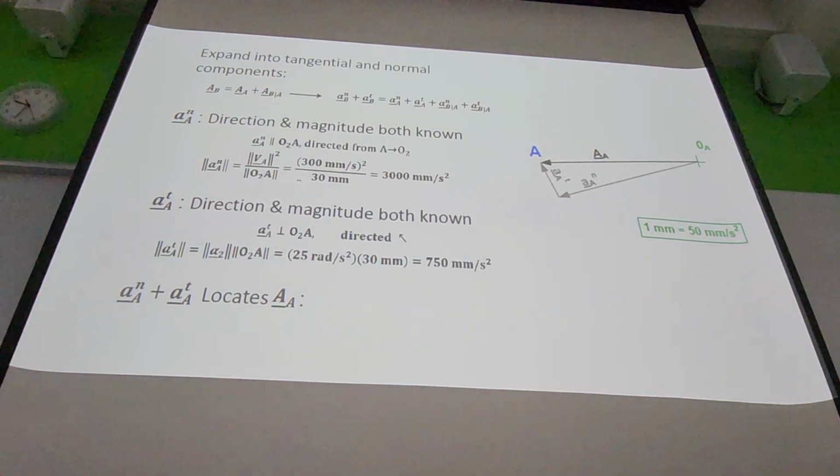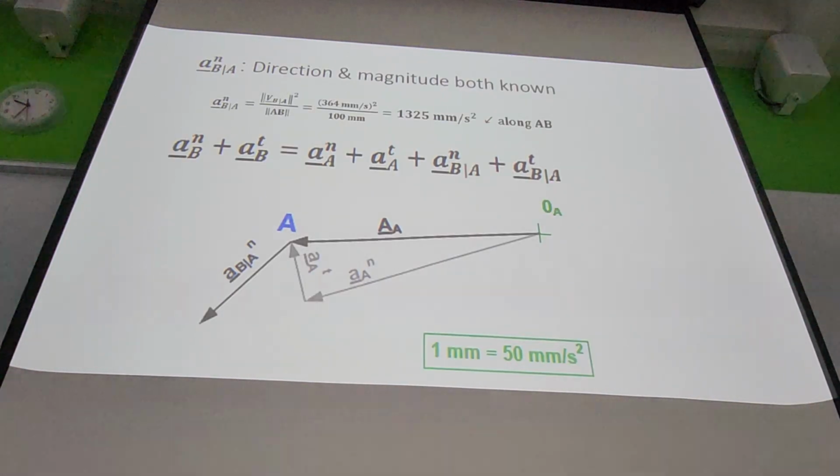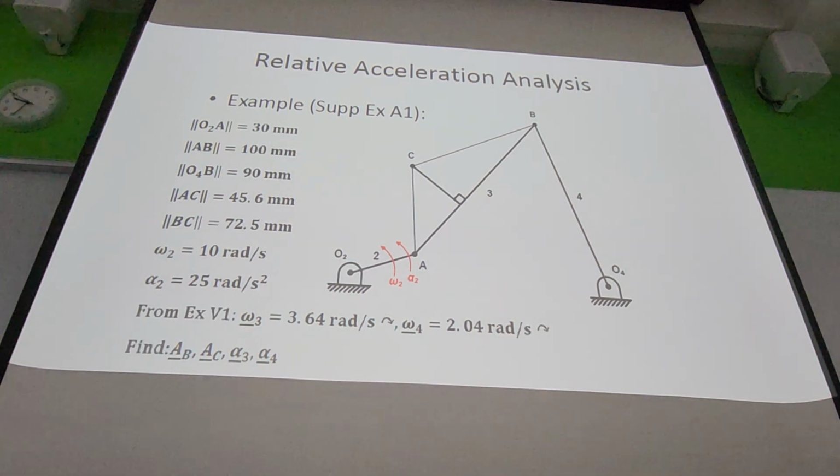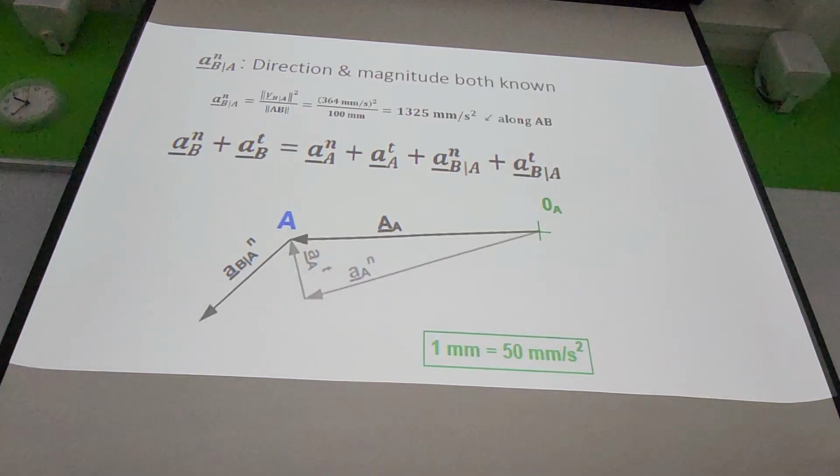Now we calculate BA normal. BA normal is velocity BA square over AB. BA square we know from velocity analysis, and AB is given, so you know acceleration of BA normal. Acceleration of BA normal will be in the direction of the link BA. If you see, this is the direction of link BA, so BA normal will be in this direction. That is what is drawn here.